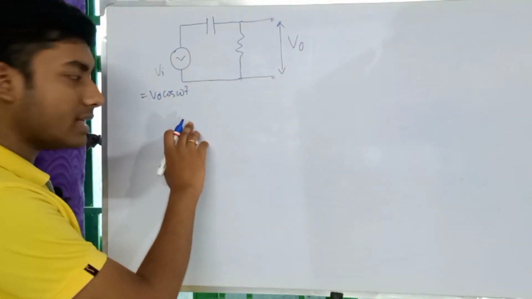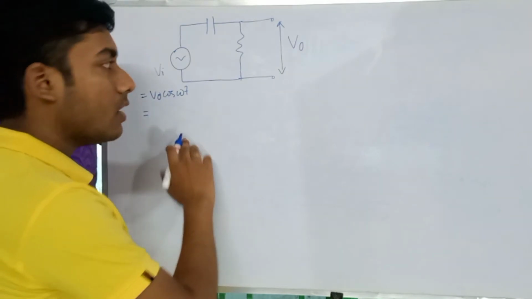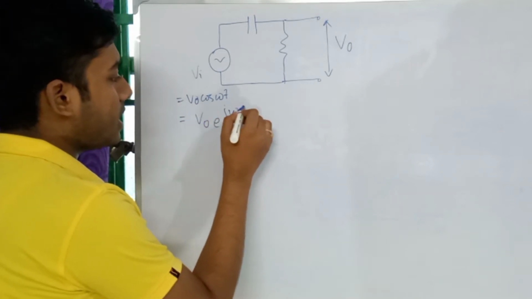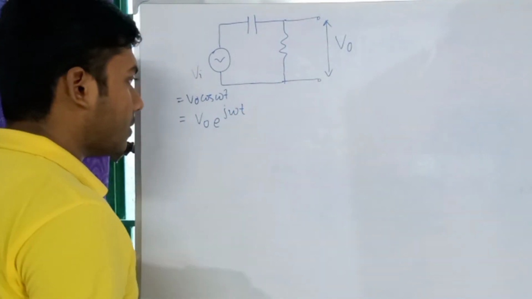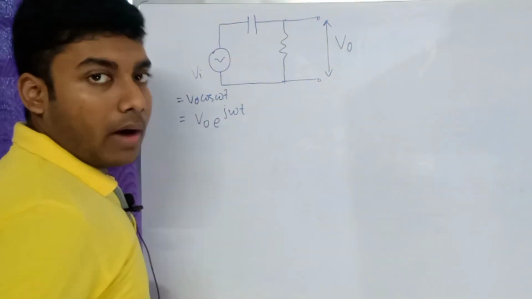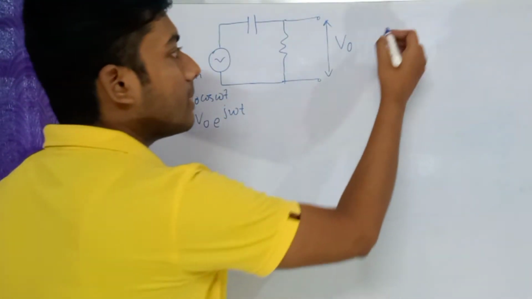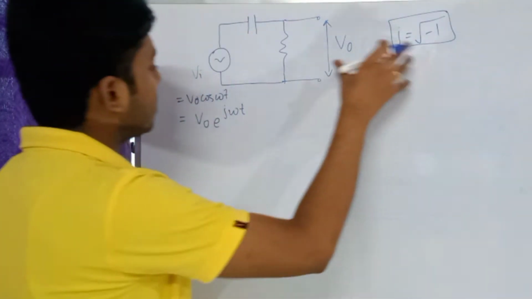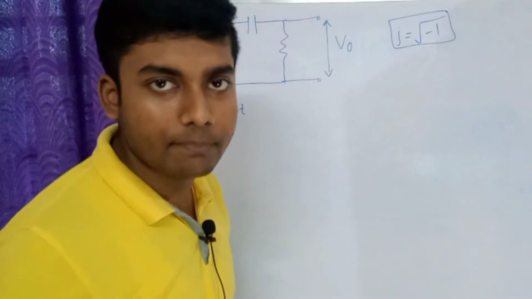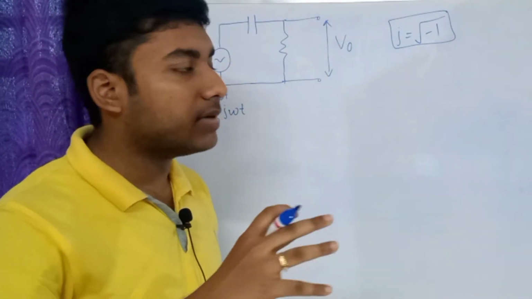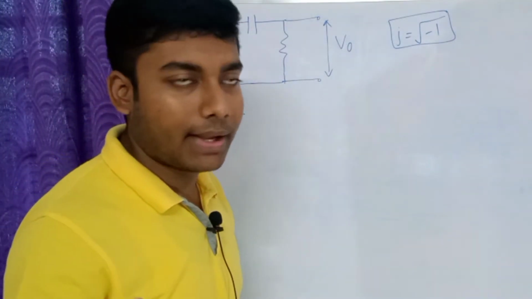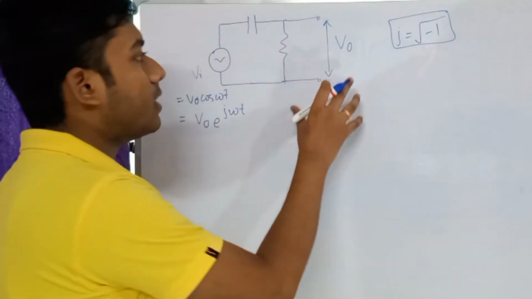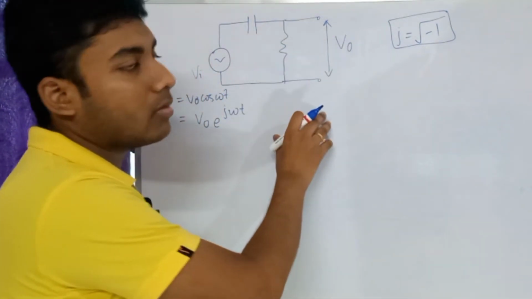For the sake of simplicity, I can write this as V naught times e to the power j omega t, where omega is the angular frequency and j is equal to root over minus 1. I think you know the concept of rotating vectors. This is a combination of a complex number and a kind of vector, which is called a rotating vector. We use the j operator in solving this type of circuit.